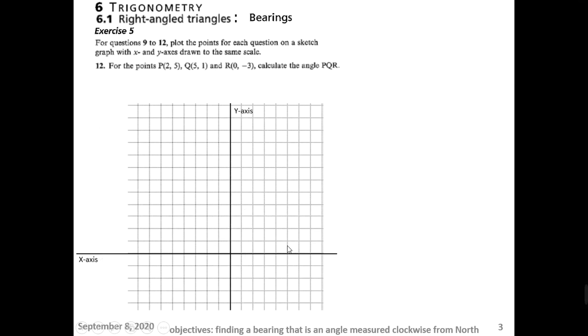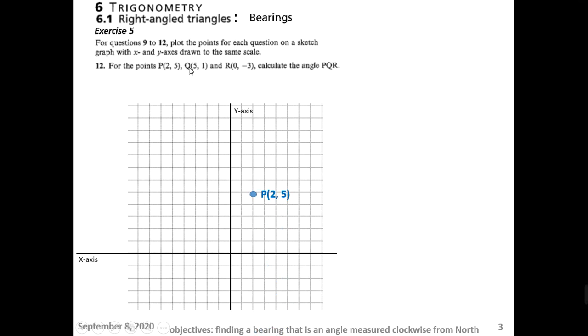Horizontal x-axis and vertical on it the y-axis. Let's start with plotting the points 2 and 5. So you start at the origin, you move towards the right 2 units and then up 5 units, and this is the plotting of P.